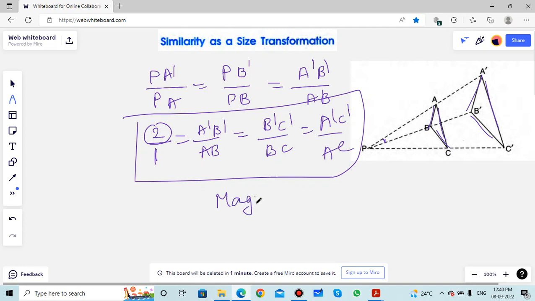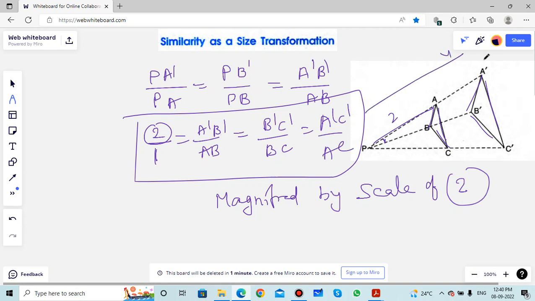So yes, we use the word magnified. By what? Scale of 2. Because it is becoming double. You can do it with 3 times also. If PA is say 2 centimeter, this is 4 centimeter. Now you take it 6 centimeter, that will become 3 times. If you take it 8 centimeter, it will become 4 times. So we have transformed the size here, and that is what magnified by the scale of 2.